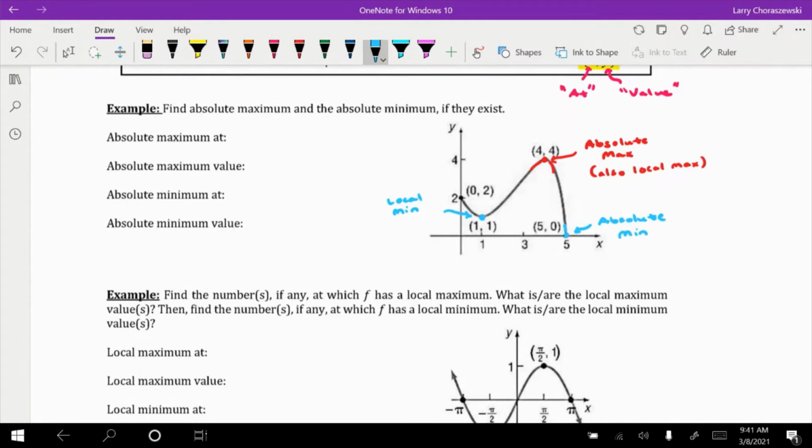endpoint is that it's either an absolute minimum or absolute maximum, or in some cases it might not be either of those. So for example, if you look at the point (0, 2), that looks like a high point on the graph. It's not the highest point, so (0, 2) would not be the absolute maximum, but it wouldn't be a local maximum either because it only has points to the right of it and not to the left of it. So (0, 2) would be nothing. I'm going to say nada.